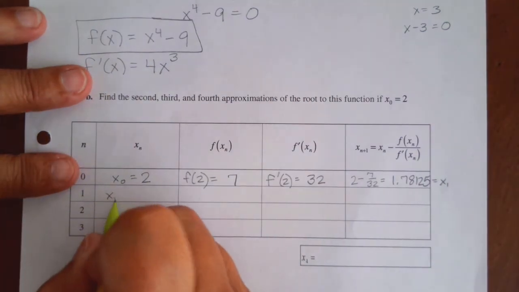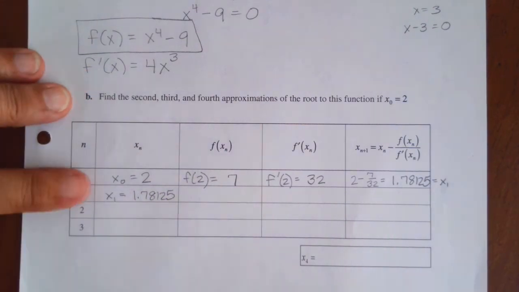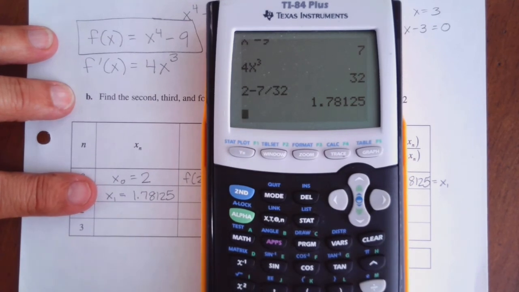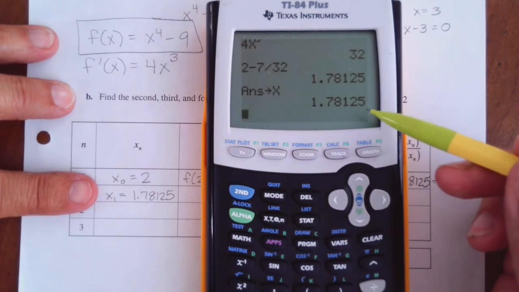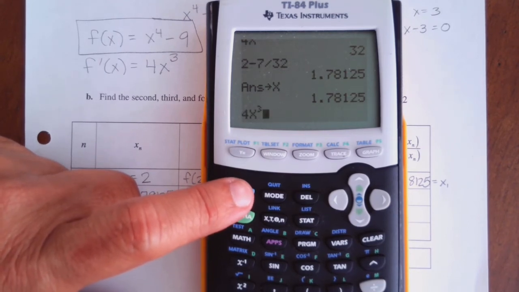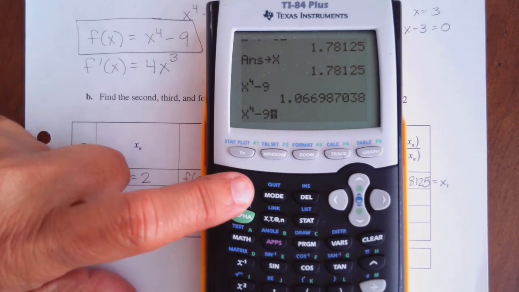So now we're not going to use 2, we're going to use 1.78125. So this is what has to get stored now. So we're going to hit store, x, enter. So you should see that number again. All right, now second entry until we get to the function. Second enter, second enter, second enter, second enter. Okay. So we're going to put 1.78125 into here. And then second entry until you get to the derivative. Second enter.